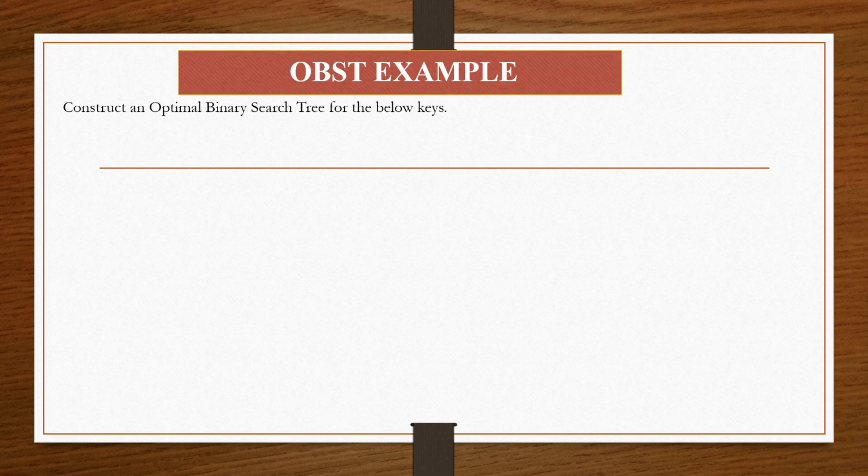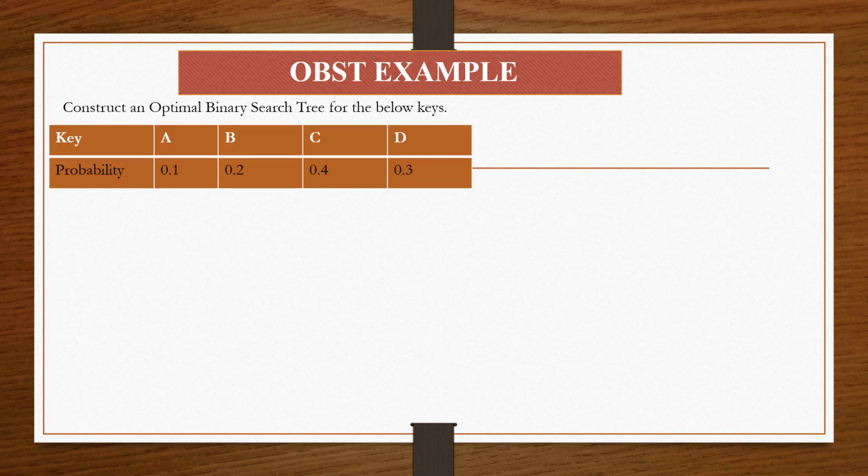So we will solve a problem of OBST. Construct an OBST for the below keys. You have 4 keys A, B, C, D with their probabilities. I'm making sure the keys are in sorted order. Yes, it is in sorted, alphabetical order A, B, C, D. If it is not in sorted order, please make it sorted and then proceed.